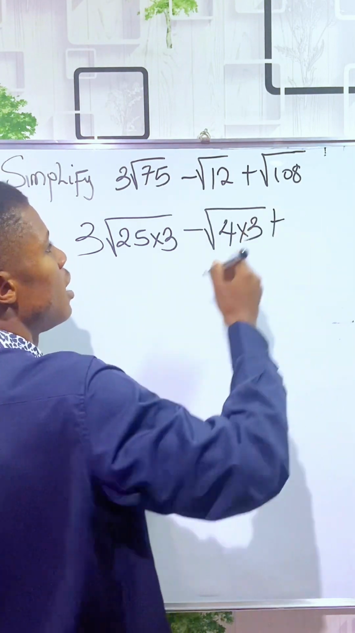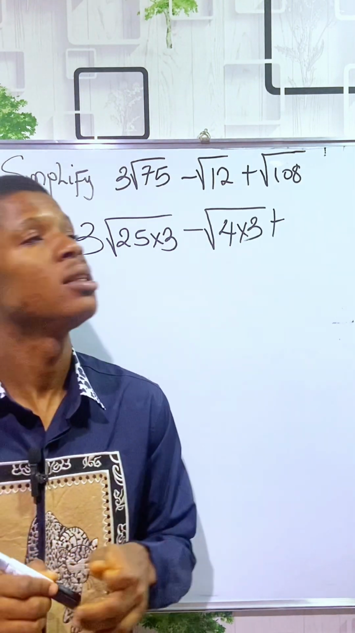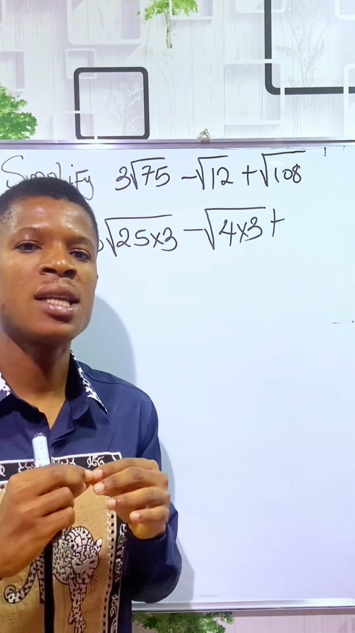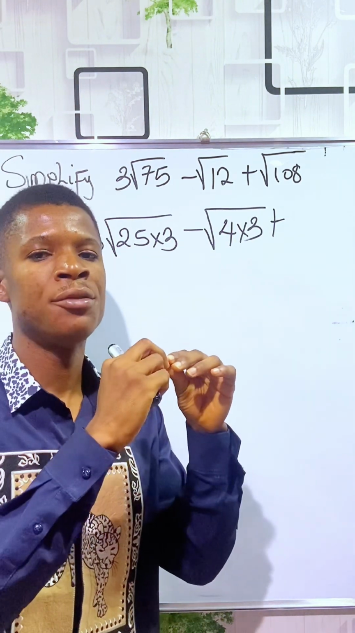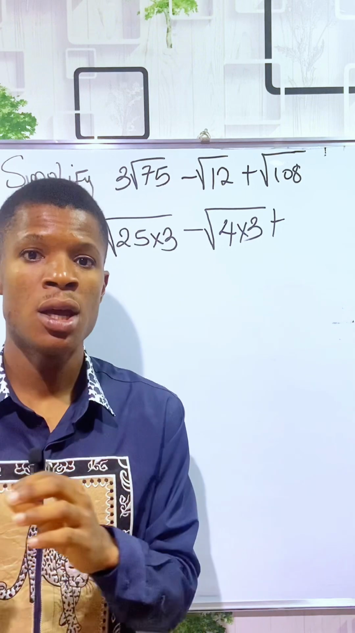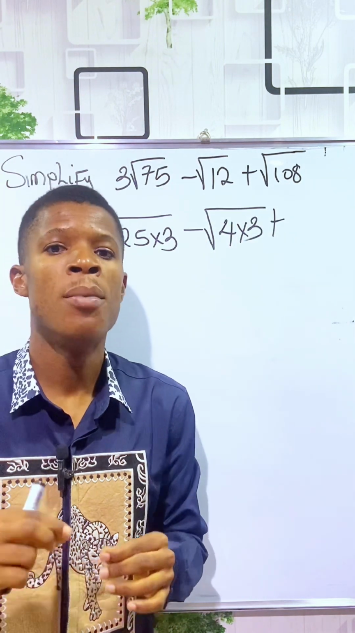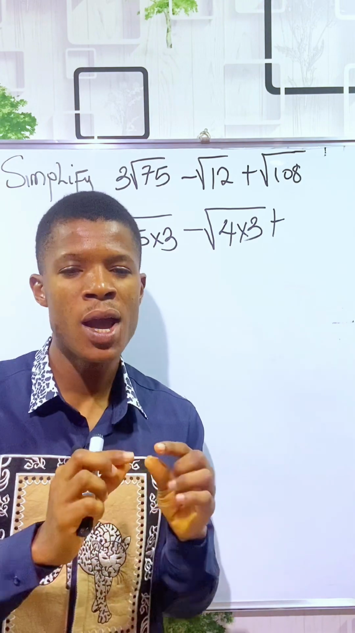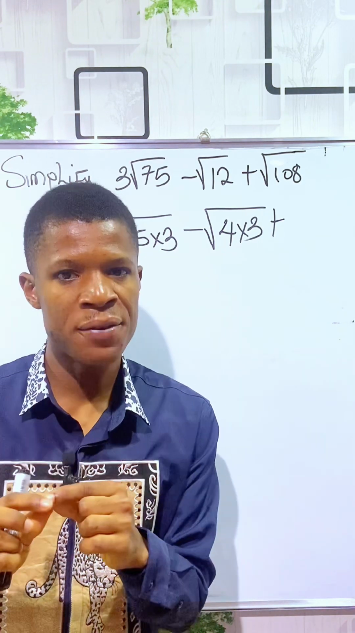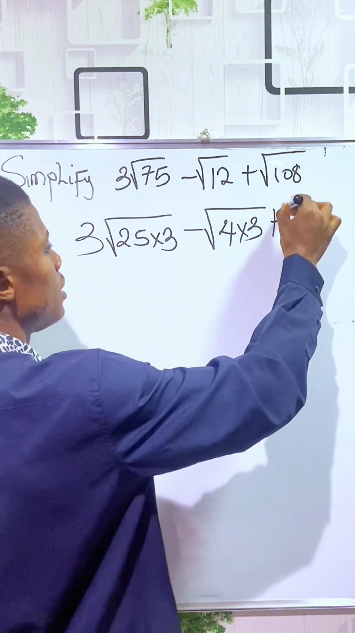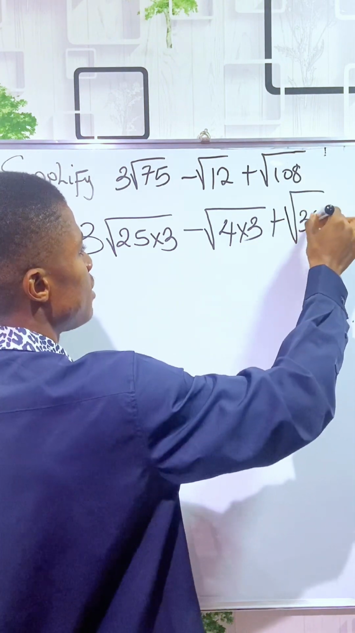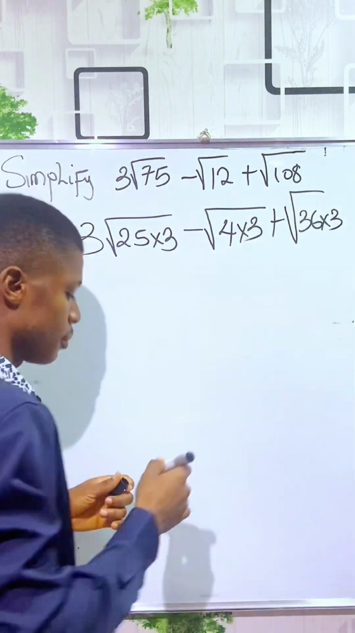Then plus, if you look at 108, you see that if you multiply 36 to 3, you get 108, which is the number in the square root. But 36 is a perfect square and 3 is not a perfect square. You can now do it as root 36 times 3.